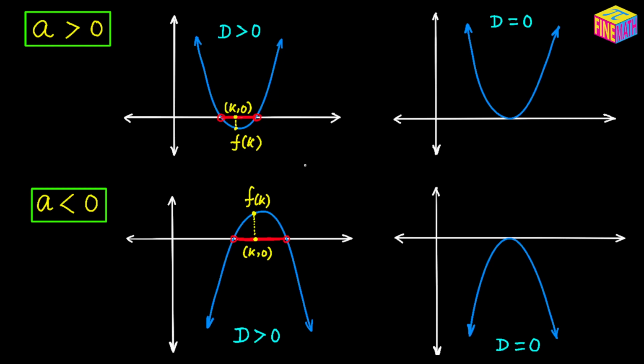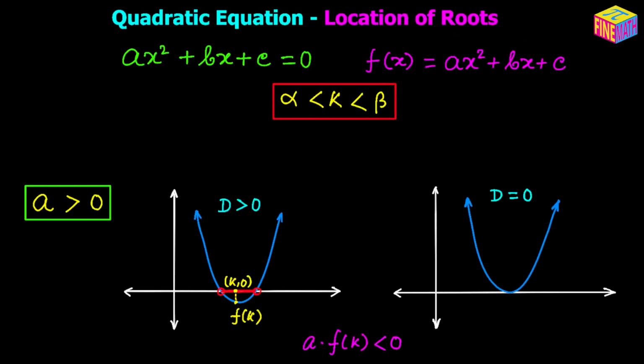Let me quickly make a note right here that their product, a times f of k, is going to be negative. That is the only necessary and sufficient condition to make sure that the real number k will be in between the two roots of a quadratic equation. We really don't need any other condition. This one condition will always guarantee that k is between the two roots. Let me make a note of the same thing up here: a times f of k has to be less than 0. This product has to be negative. Only then can we ensure that k is between the two roots of the quadratic equation.